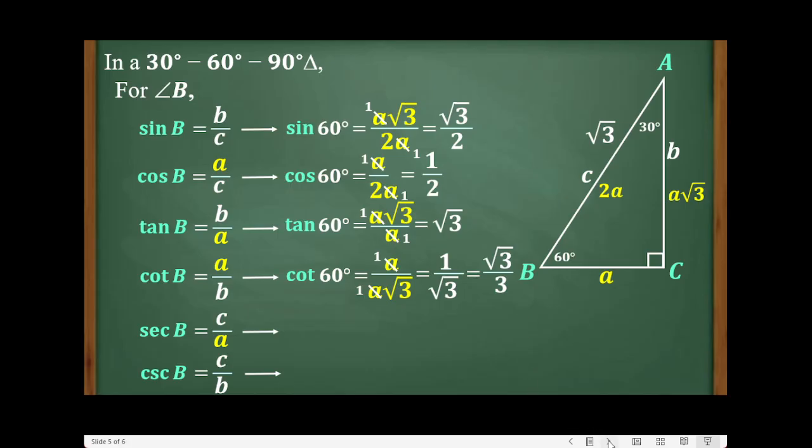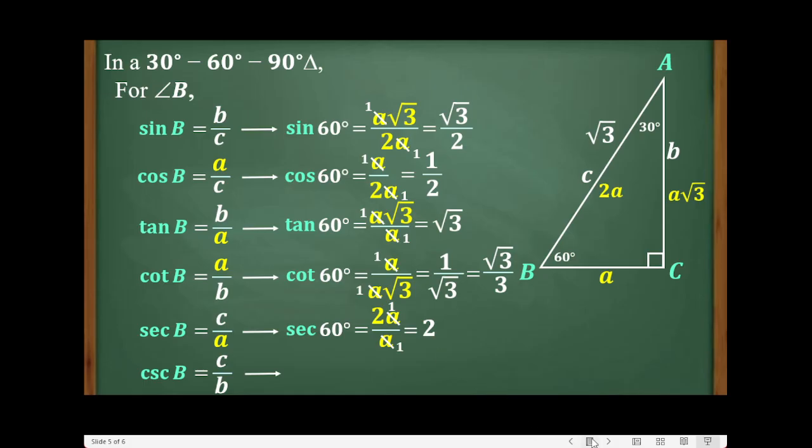Now, for the secant of B or secant of 60 degrees, that is C over A. We know that C is equal to what? 2A. Because hypotenuse, again, is twice the length of the shorter leg. So we have 2A over A, and again, A is common to numerator and denominator, so the resulting value would be what? 2. Therefore, secant 60 degrees is equal to 2.